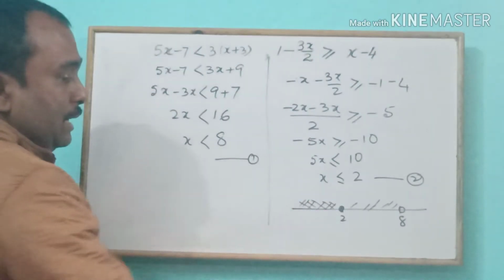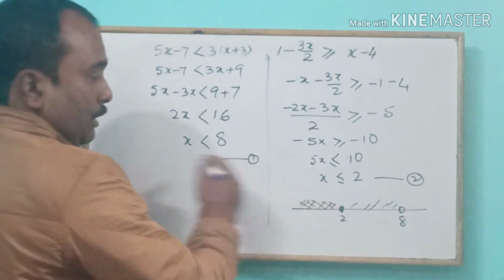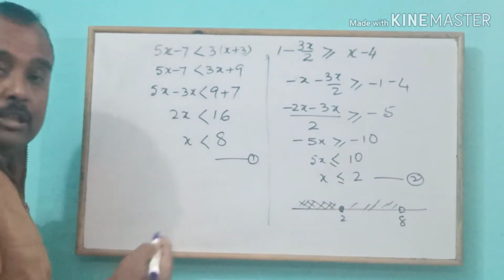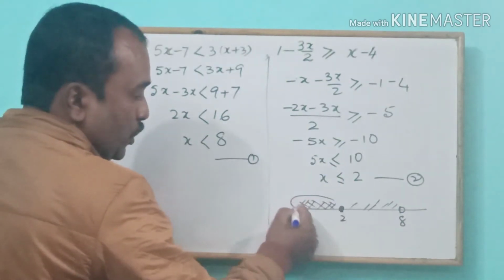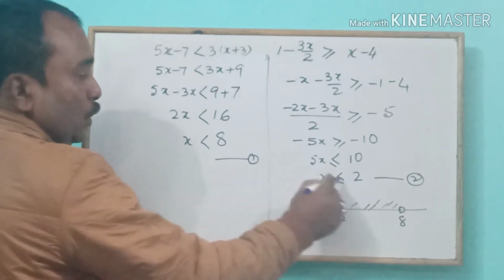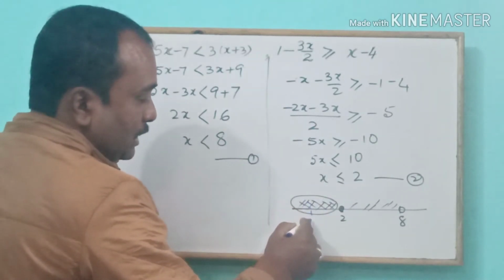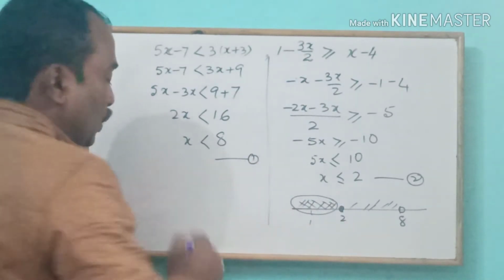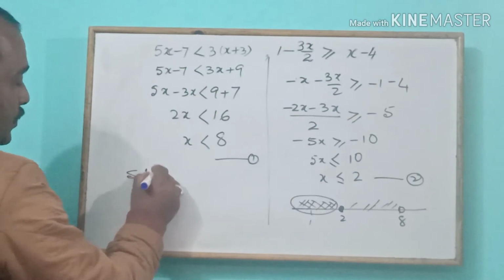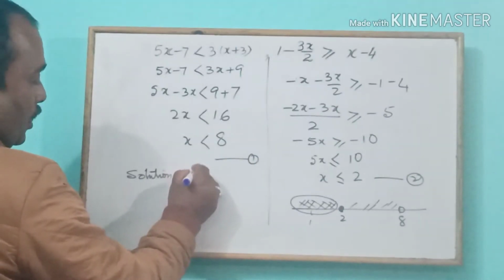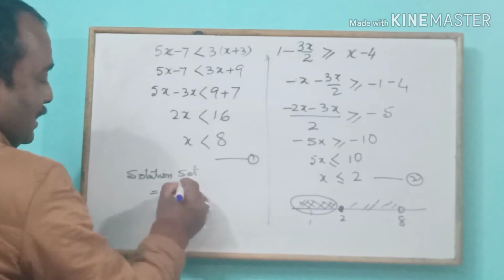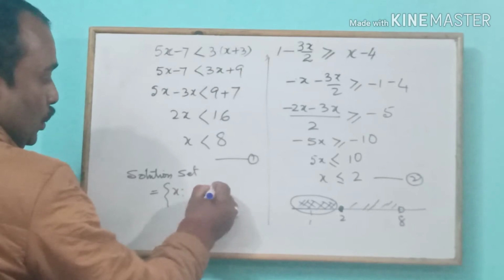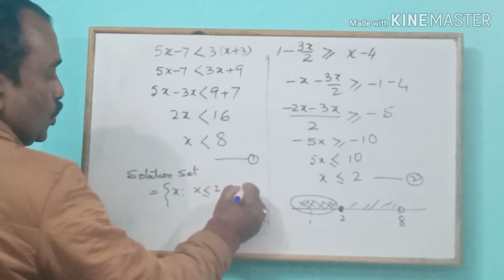If I combine both the cases, the values of x should be less than 2 and less than 8. So combining both the cases, if I take this portion, this satisfies both the inequations. Suppose I take 1 here: 1 is less than 8 as well as less than 2. So the solution set is x such that x is less than or equal to 2, x belongs to real numbers.